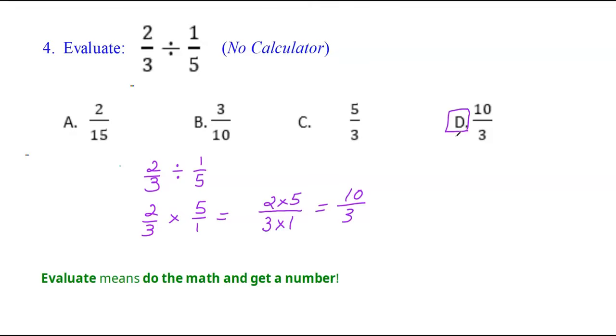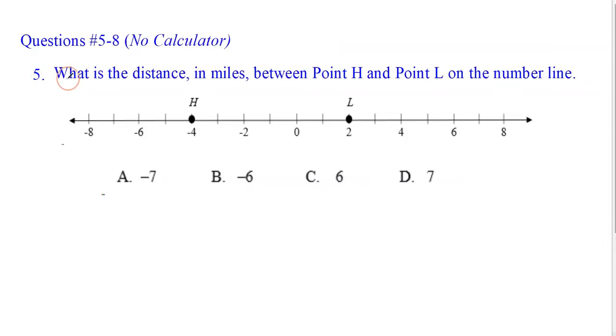Let's move on to question number 5. Question 5 says, what is the distance in miles between point H and point L on the number line? If you can remember that distance is always positive, you can quickly eliminate two choices, A and B, because these answer choices are negative and distance is always positive. And then you have a 50-50 chance of guessing if you're running out of time.